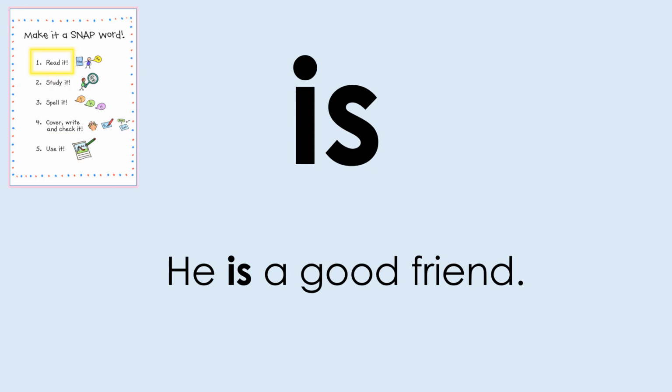Okay, here's our next word. Let's read it. Is. He is a good friend. Is. Let's study it. What do you notice about the word is? Is has two letters, I, S, and one syllable, is. Is also has the short I vowel sound like in, but the end sound is different.